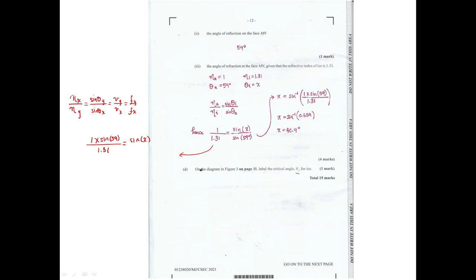And then the last thing is, on the diagram on figure 3 on page 11, label the critical angle theta c for ice. And critical angle again would be that angle at which there is no light leaving the boundary. So no light left here. All the light was running across the boundary here at a 90-degree angle towards the normal, which indicates that this is the critical angle. Once the critical angle has been surpassed, then you will have total internal reflection. Okay? Alright, so that's that for this question.